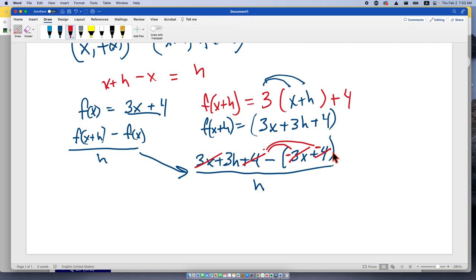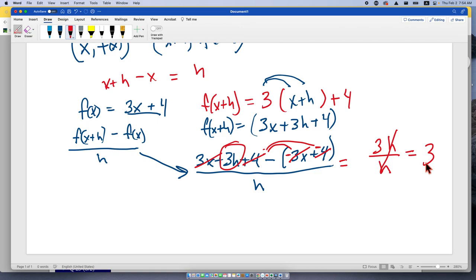So if things aren't canceling out, check your distribution. Maybe you forgot to put a negative, because that's the whole goal of this. The function will basically cancel out. What's left in the top, 3h is all that's left. So what we're ending up with is 3h in the top, h in the bottom. What is h divided by h? It cancels, it becomes 1, right? And what is 3 times 1? 3. So that's the kind of thing you're going to be looking for.